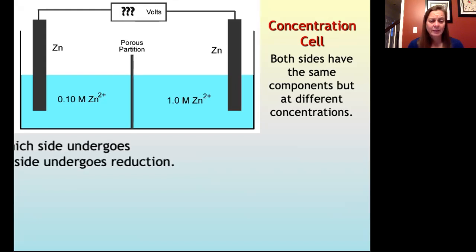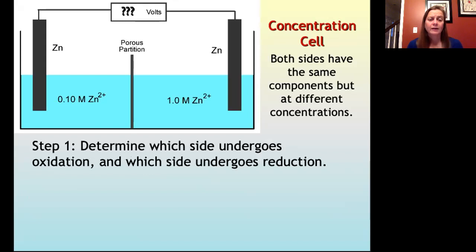And when this happens, the electrons are going to flow. So we want to get these to the same concentration. That's going to be the driving force that causes this reaction to happen. And so in order for these two solutions to reach the same concentration, the one with the lower concentration needs to increase and the one with the higher concentration needs to decrease.